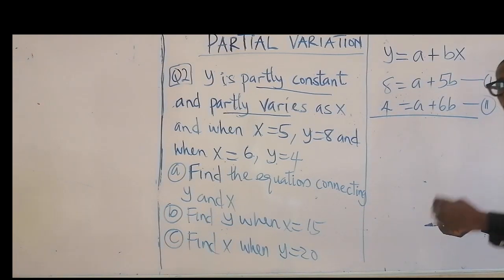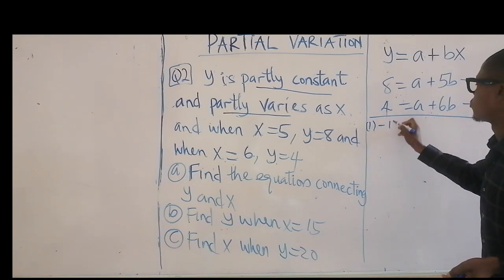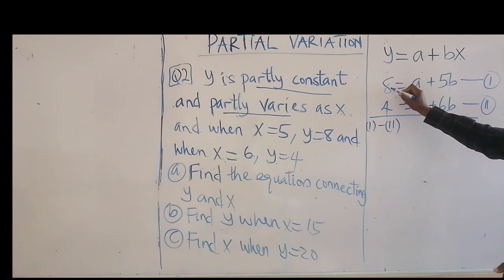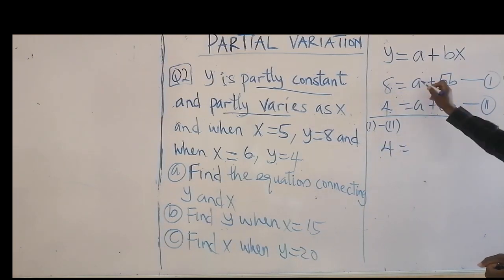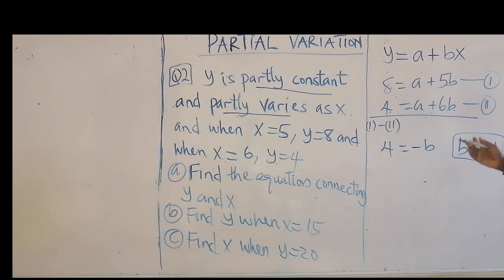So the next thing to do now is equation 1 minus 2, or equation 2 minus 1. I will just say equation 1 minus 2. That will be 8 minus 4, that's 4. A minus a cancels. Then I have 5b minus 6b, that's minus b. So in that case, b is equal to minus 4. Once you've gotten one of the constants, go back to the equations and make your substitutions so you can get the second constant.